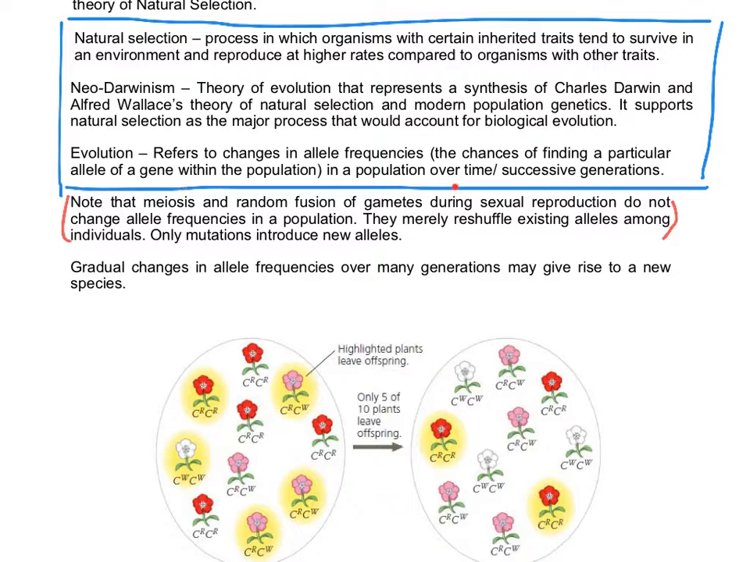This is the definition for evolution. You might be asked to talk about natural selection and how it leads to evolution. So you must describe the process of natural selection, and then at the end state that it has led to evolution. This definition needs to come in. This is how you answer a question. So what is evolution? It is the change in allele frequencies in the population over time.